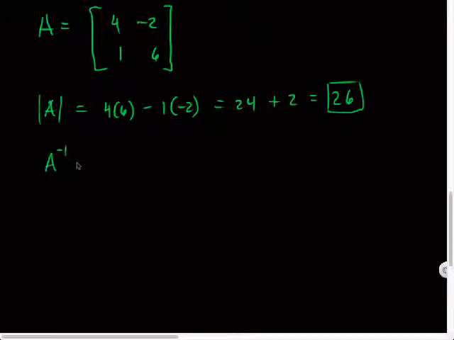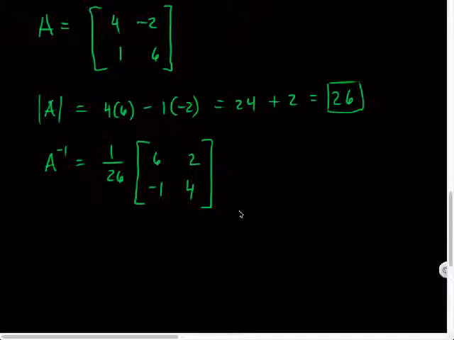So A inverse is equal to 1/26 multiplied by the matrix. Now it's the same as matrix A, except I switch the primary diagonal, so 6 and 4 is the primary now. And I opposite the secondary diagonal, so -1 and +2.